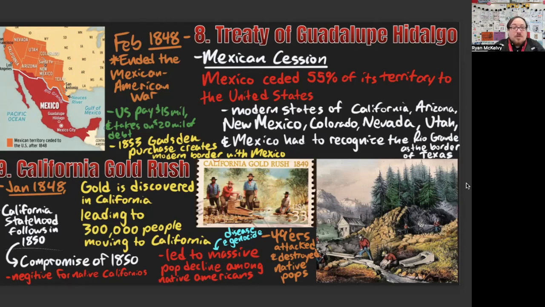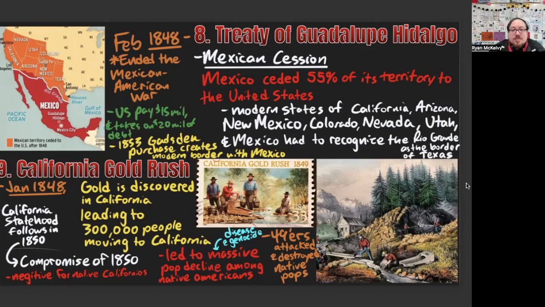And then after we get California, something amazing happens. We find a bunch of gold. Right before the treaty is signed, we find gold in California, in January of 1848. This leads to a massive amount of people moving to California, looking for gold, looking to strike it rich.